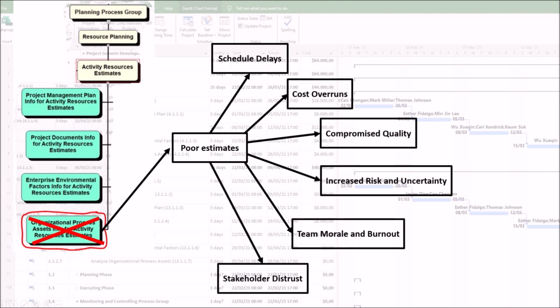Sixth, stakeholder distrust. When a project repeatedly misses deadlines and goes over budget due to inadequate planning, stakeholders, including sponsors and clients, lose confidence in the project team and the organization's ability to deliver.